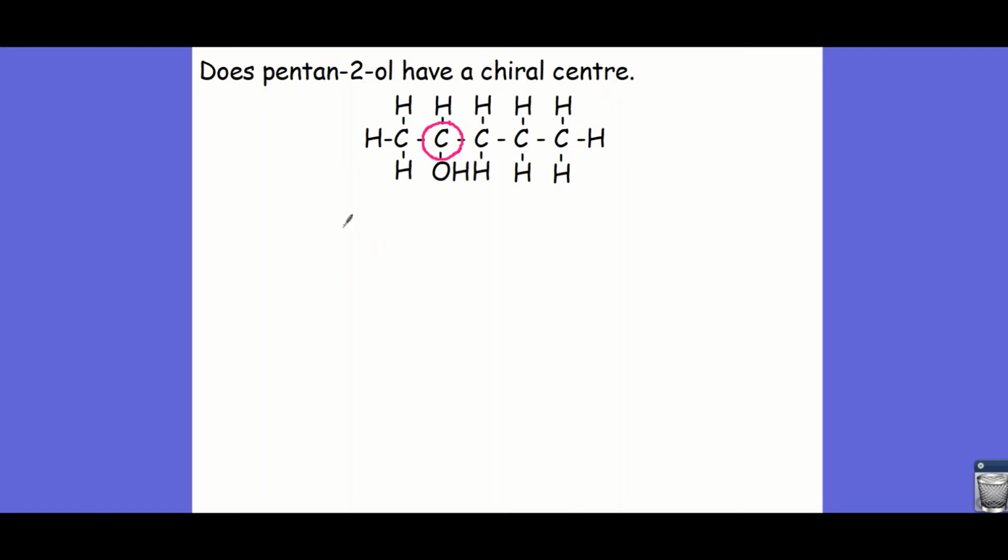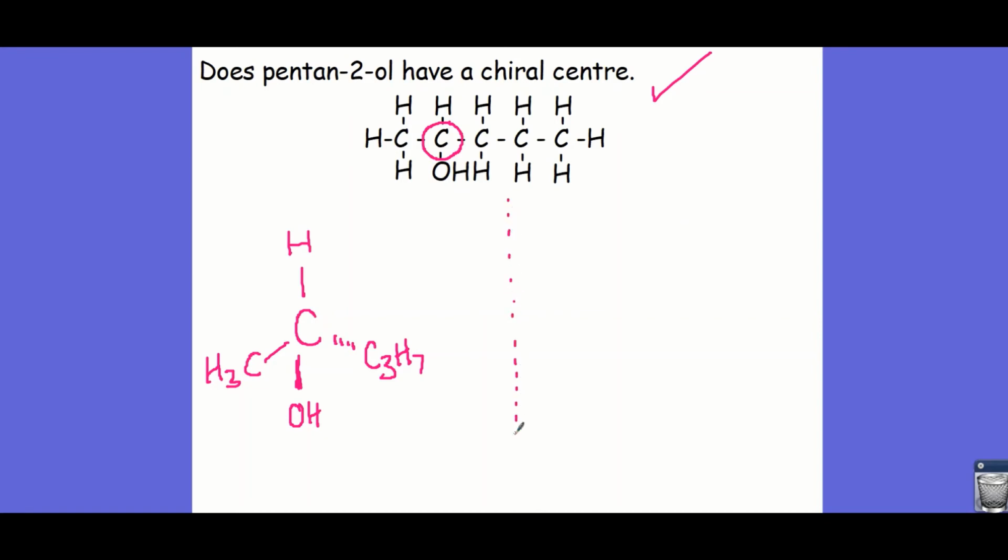And in order to identify that, I would draw this carbon showing its tetrahedral shape. So let's draw the carbon. Okay, we've got one bond coming up here with a hydrogen atom. The next bond is to CH3. The next bond is to a hydroxyl group. And the next bond goes to a C3H7 group. So pentanol does have a chiral centre.